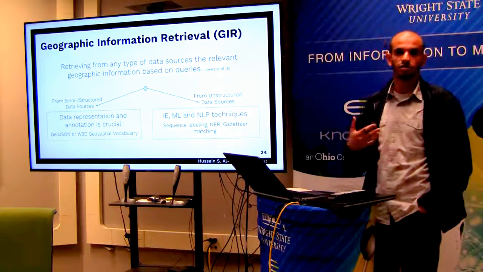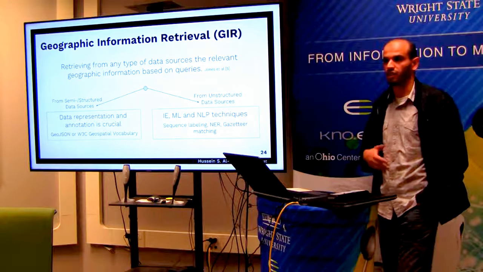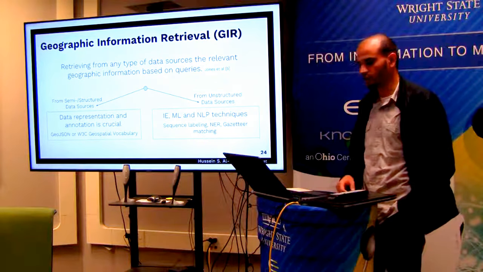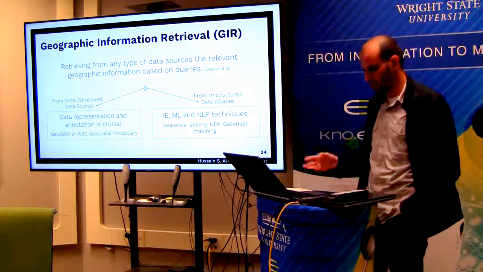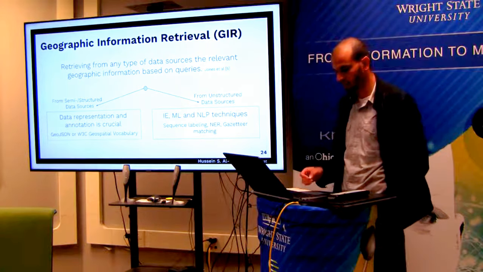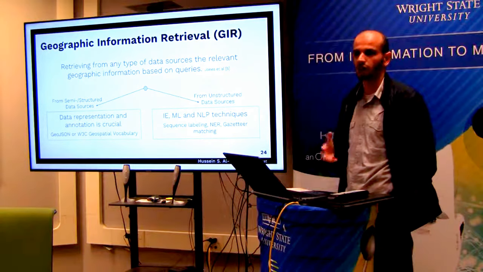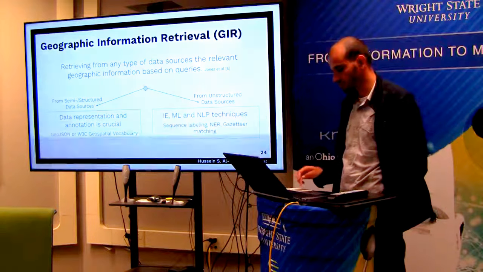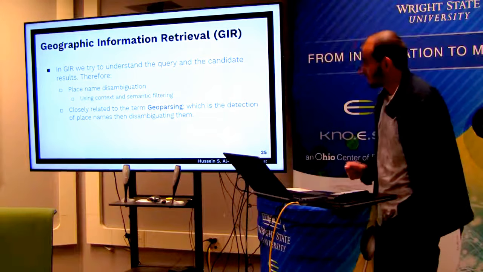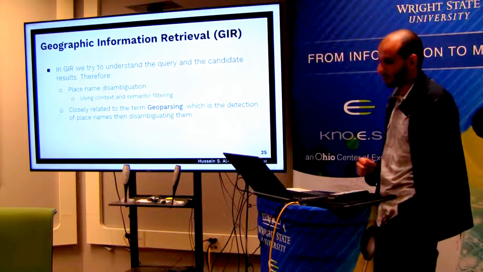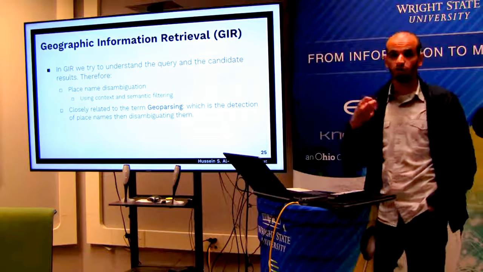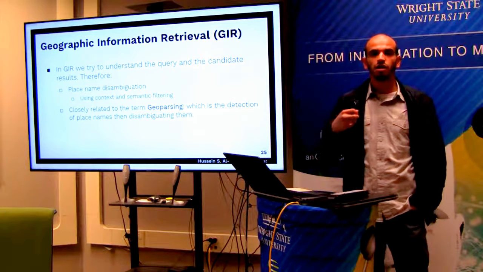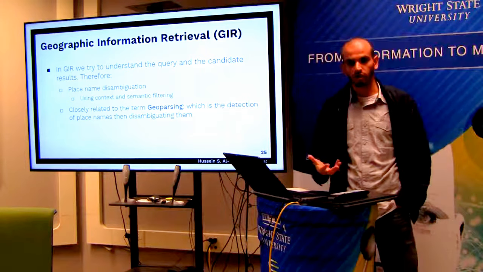Some of those are NER kinds of problems, right? So we want to extract those location mentions from text using a whole lot of techniques like sequence labeling, gazetteer matching, or whatever. Each one of these has different performance depending on the data that we are talking about. So in GIR, we try to establish the query and the candidate results, right? We want to understand what location you are requesting to be retrieved, so we have to deal with disambiguation, right?